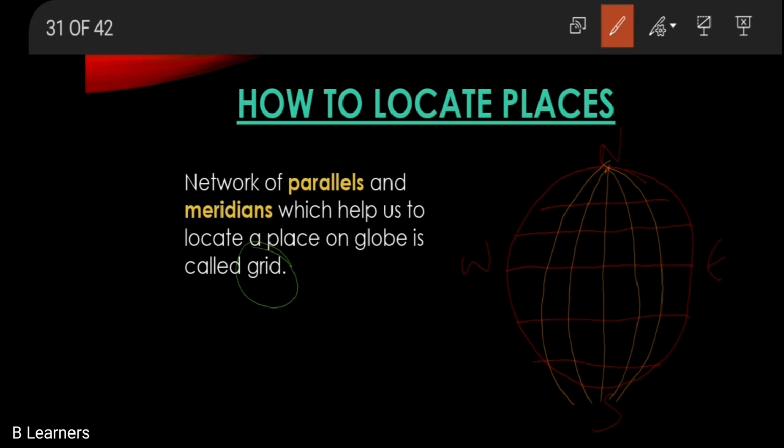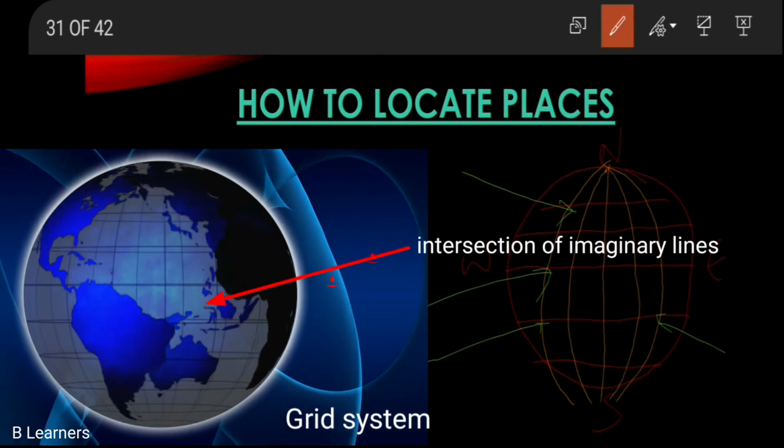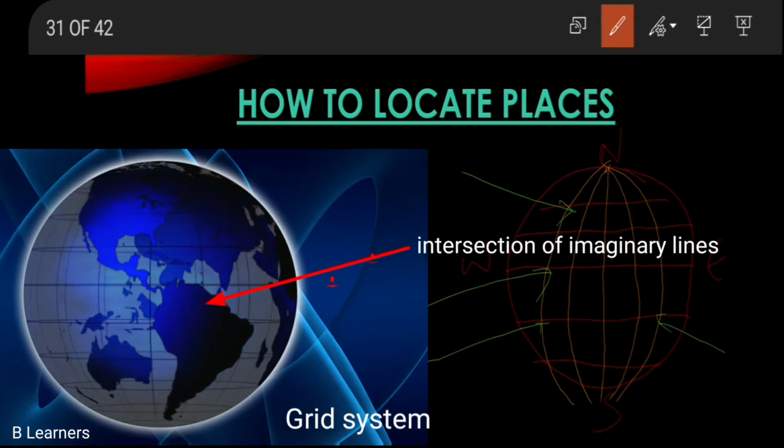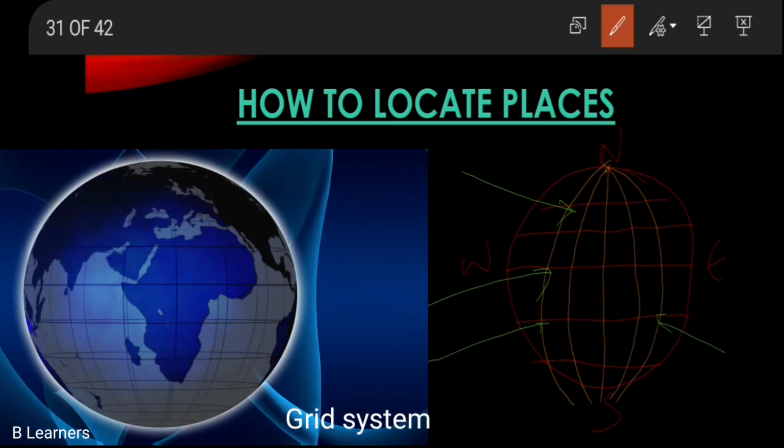Now you must be thinking how it helps. You must be noticing here that there are certain places where you can find the point of intersection. With the help of this point of intersection, we can take a reference point and locate any place on the globe or any map. So this point of intersection helps us a lot in locating any place.